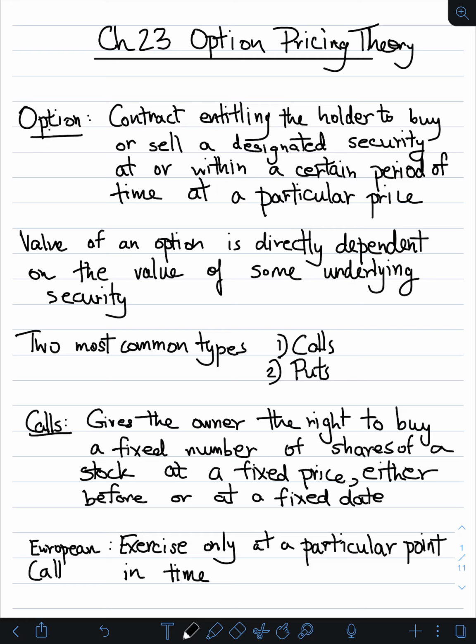This video covers some of the information about options, its specific details, the two main kinds of options, and a little deeper introduction to call options.